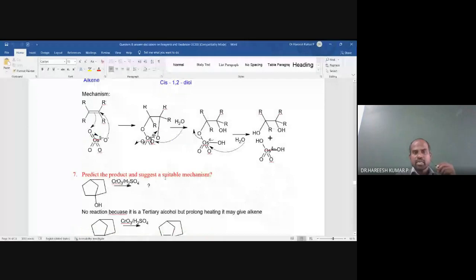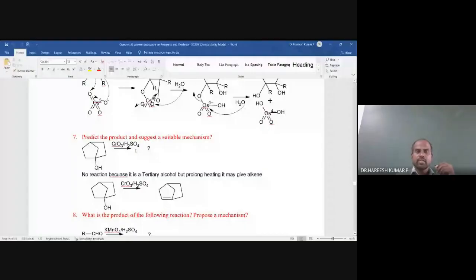Predict the product and suggest a suitable mechanism. So here what you can observe is again a Jones reagent, but the hydroxy group is a tertiary alcohol. Tertiary alcohol resists oxidation, but there will be a loss of proton. Loss of proton means a proton is lost here, forming an alkene as the product.